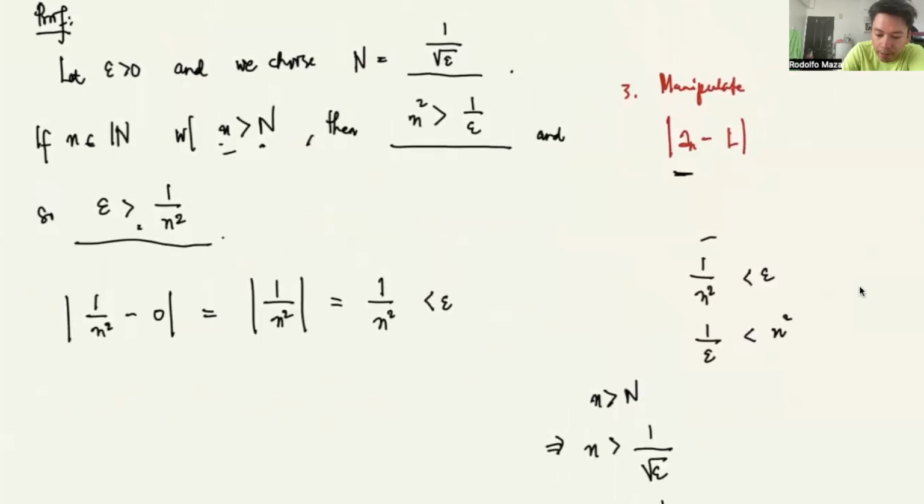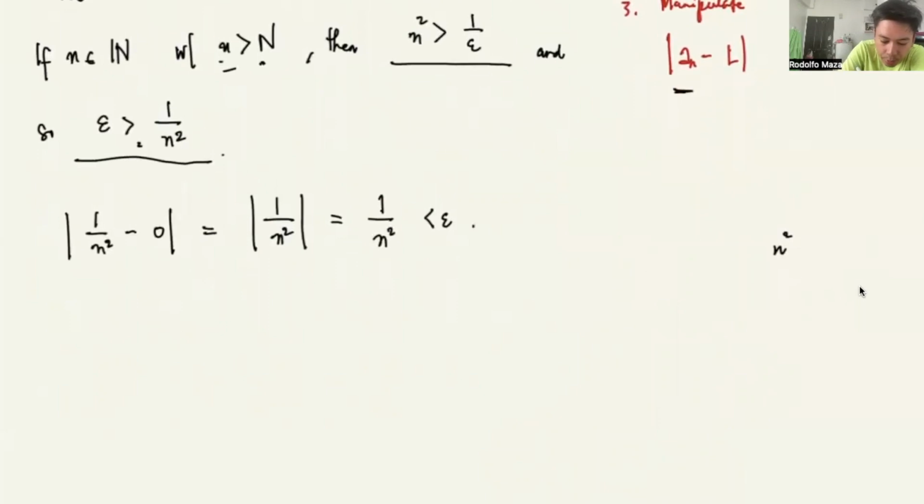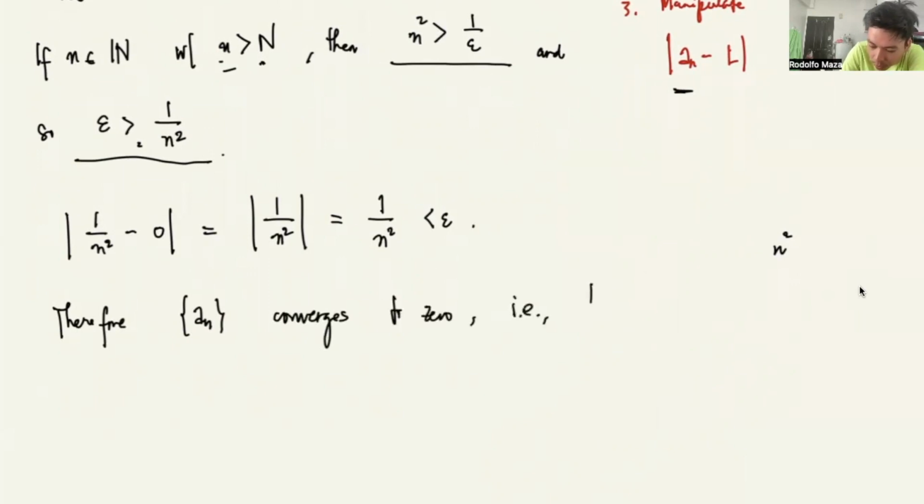Right? That's it. So, since we have built that argument, we have proven that the claim is true. So, therefore, an converges to 0. And so, it's convergent to 0. That is, its limit as n approaches infinity is 0. That's it. Let's try another example.